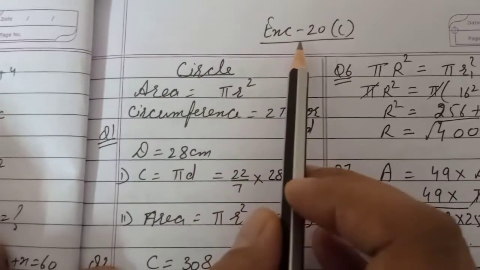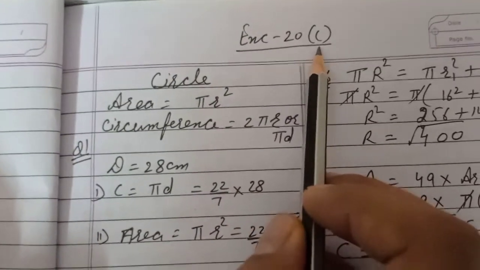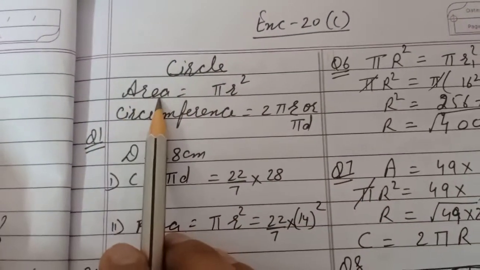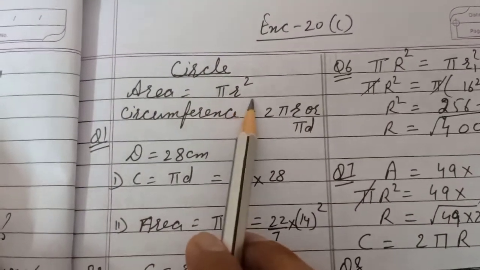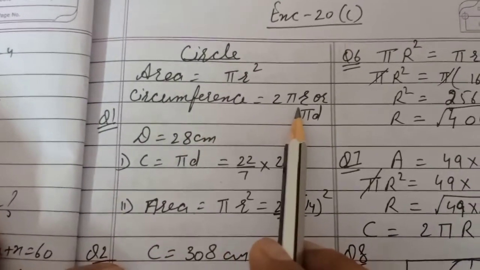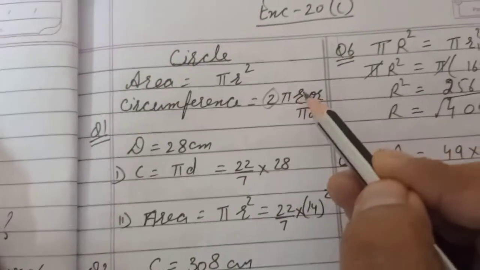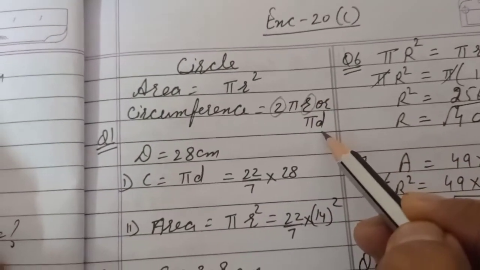Yes, students, let's start with exercise 20C. All of you are familiar with the circle, clear? Area of the circle, all of you know, is pi r square. Circumference is 2 pi r, which can be written as pi d also. How? Because if you combine double of radius, that will be pi d.